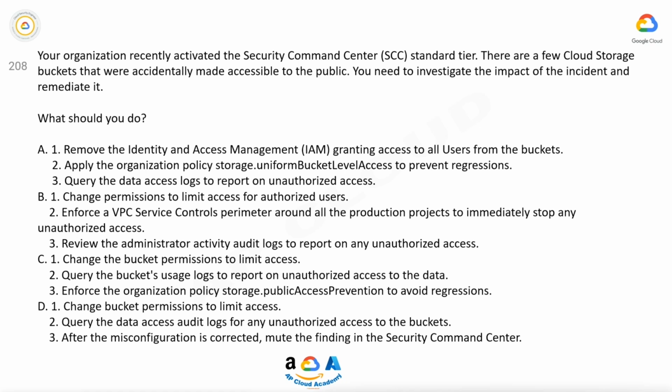B. 1. Change permissions to limit access for authorized users. 2. Enforce a VPC Service Controls perimeter around all the production projects to immediately stop any unauthorized access. 3. Review the administrator activity audit logs to report on any unauthorized access. C. 1. Change the bucket permissions to limit access. 2. Query the bucket's usage logs to report on unauthorized access to the data. 3. Enforce the organization policy storage.publicAccessPrevention to avoid regressions.